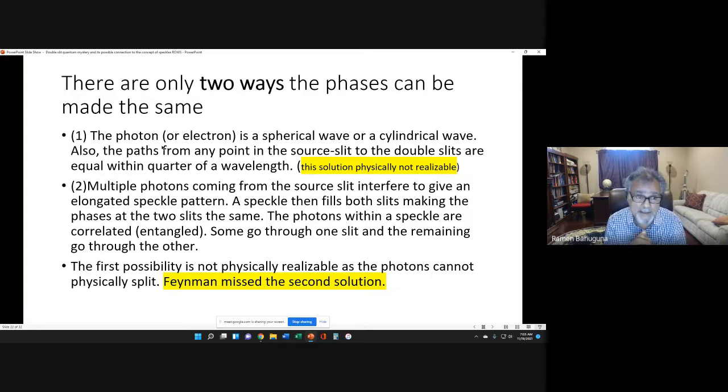Now, the other solution is that multiple photons are coming from the source slit, and they produce an elongated speckle pattern, like I have explained, and the speckle fills both slits, making the two phases the same. And since the phase within the speckle is correlated, or you can call it entangled, some go through one slit, some go through the other slit, and they combine there on the screen. The first solution is not physically realizable, and Feynman missed the second solution, which is basically the elongated speckles filling both slits.